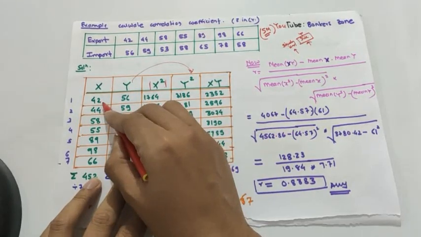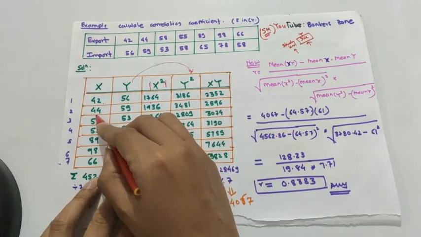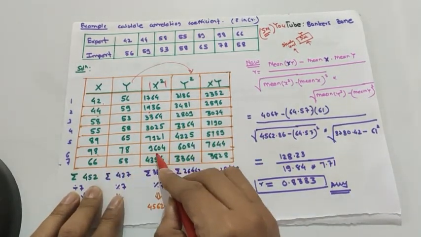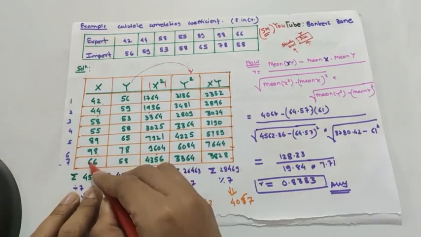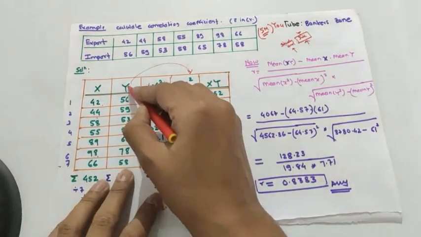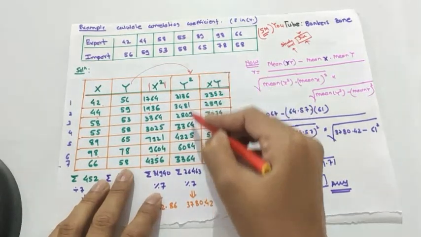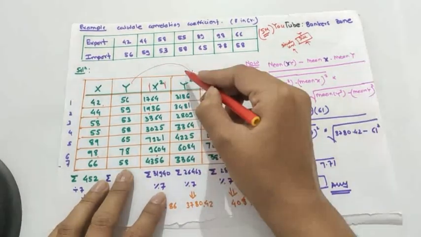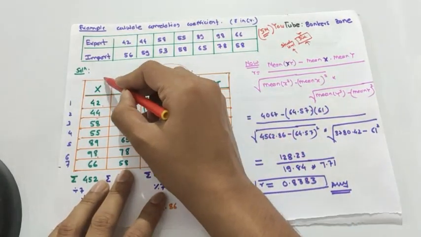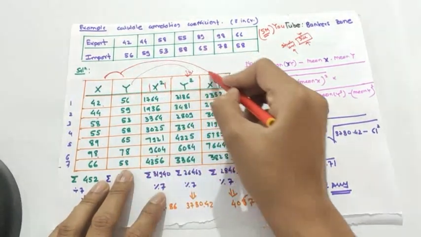How? 42 square is 1764, 44 square is 1936. Similarly, 98 square is 9604. So for all values of x I have calculated x square, and similarly for all values of y I have calculated y square. Now we are done with the squaring. Now we have to calculate xy. How? Multiply x and y, and you will get xy.